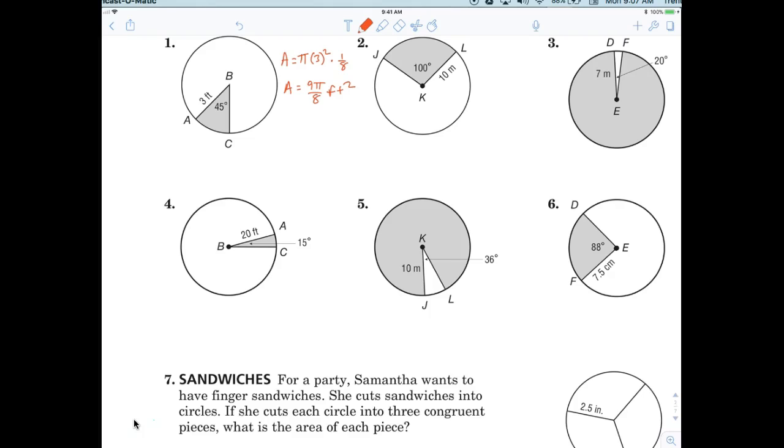So what is 45 degrees? 1/8. And 15 degrees is a third of that: 1/24. You should be able to tell me that.